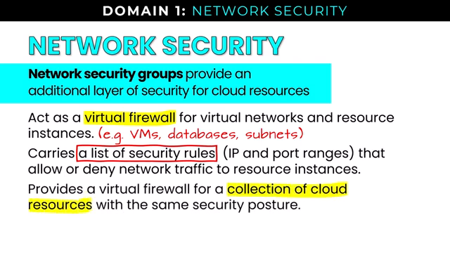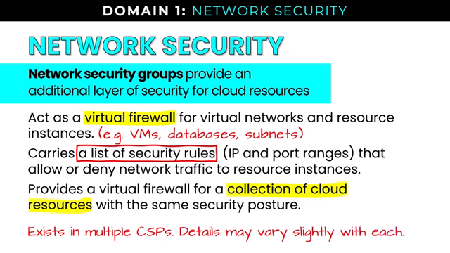But they act as a virtual firewall for a collection of cloud resources within that network with the same security posture. And how a network security group works exactly varies slightly from CSP to CSP. In Azure, for example, you can apply a network security group to a subnet or to a network adapter. But it's going to give you that IP port range filtering functionality, so it's essentially like a layer 4 firewall.